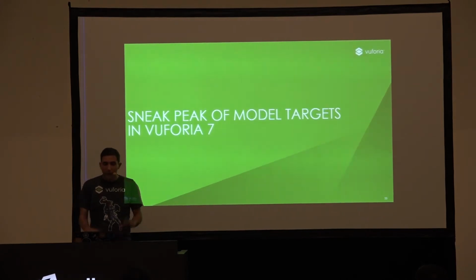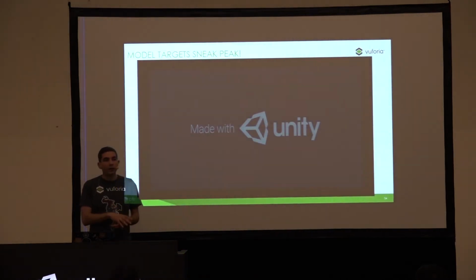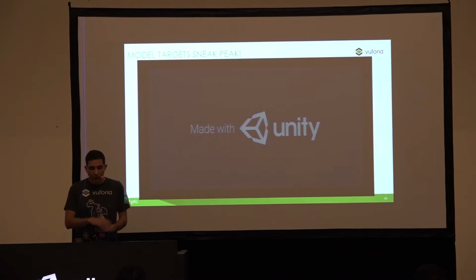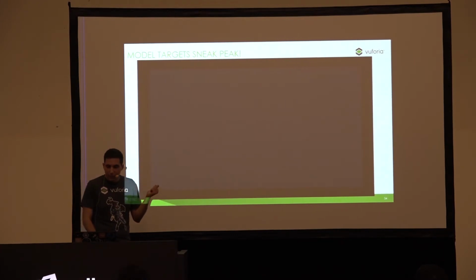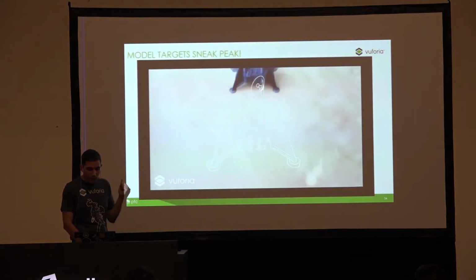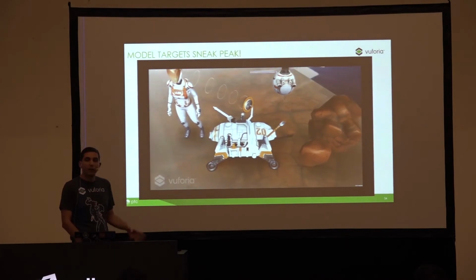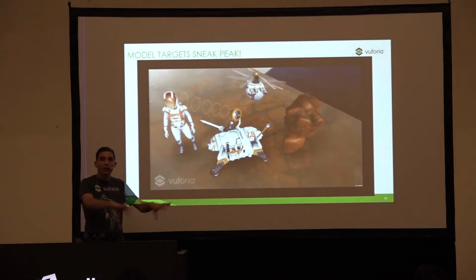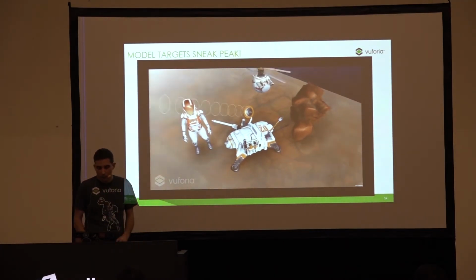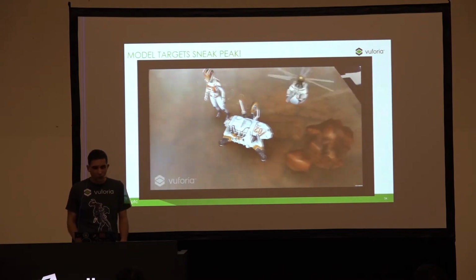All right, cool. So that's a quick sneak peek at model targets, and that's also going to be available with Vuforia 7 coming out later. Just a quick little example, this is another one that we did with the Viking lander as well. In this case, instead of setting it on fire, we just set up a whole scene around it. A lot less destructive.